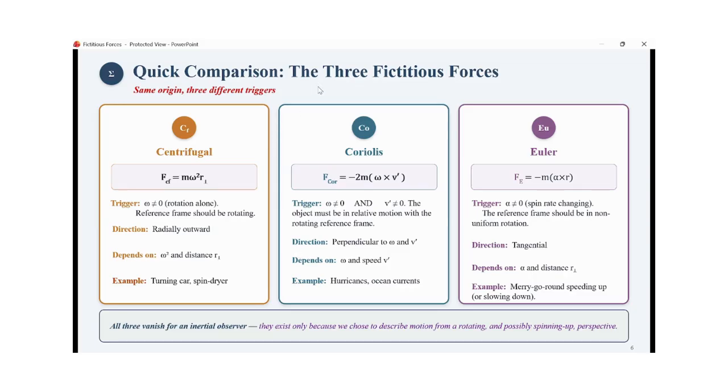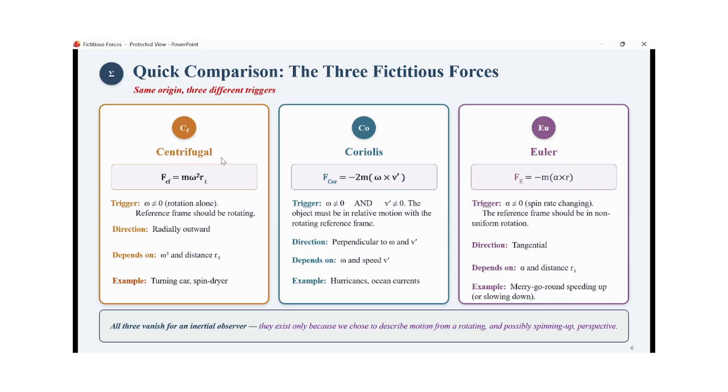Now here is a quick comparison between the three types of pseudo forces, that is the three types of fictitious forces. You can see that all three forces have the same origin, but these three are actually present under different conditions. The origin is the same, and that origin is basically the rotation of the frame itself.